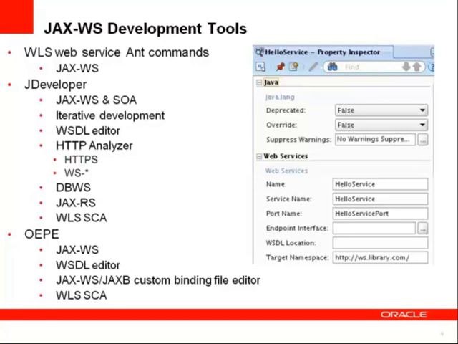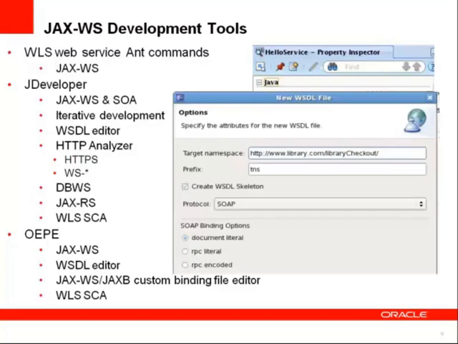Sometimes you may want to override default mapping rules for JAX-WS or JAX-B, and OEPE offers a custom binding file editor that can help you with that. What you see on the right-hand side is a property inspector that allows you to override WebService annotation properties, and this is the binding file editor available in OEPE.